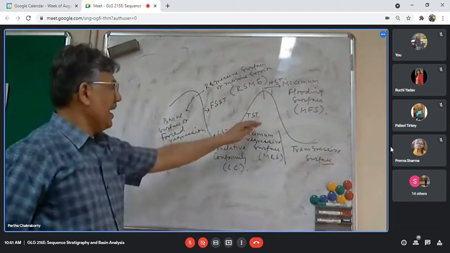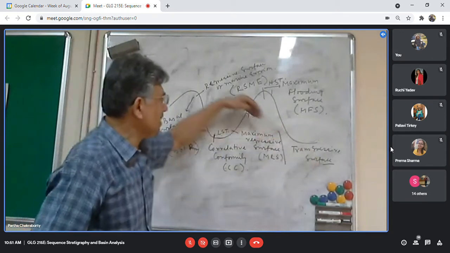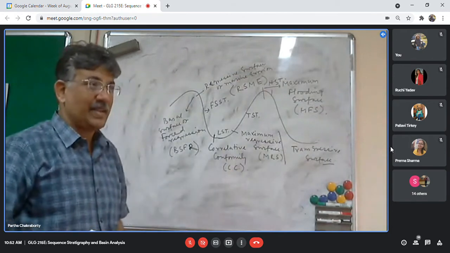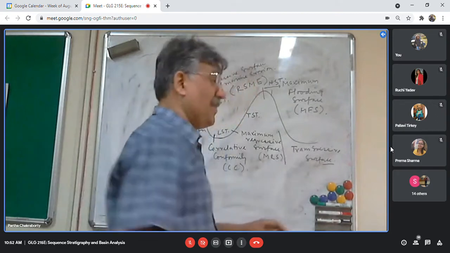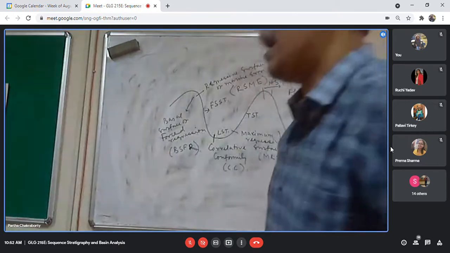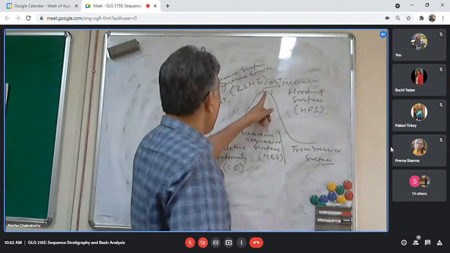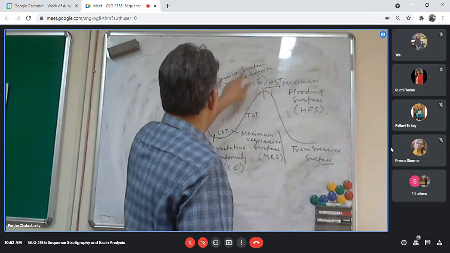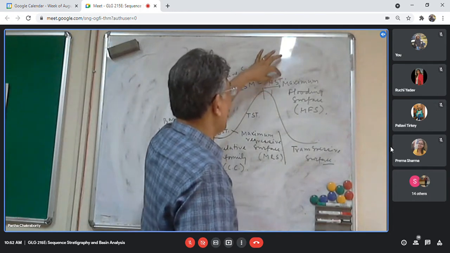Then comes the TST. The TST will be floored by the maximum regressive surface or transgressive surface, and it will be topped by the maximum flooding surface. We will discuss what the character of the maximum flooding surface is, how we identify it in outcrops, in the seismic section, in the subcrop, and in well logs, everything we will discuss. And then from the maximum flooding surface again to the regressive surface of marine erosion, this portion, which is again a normal regression, is called the HST.